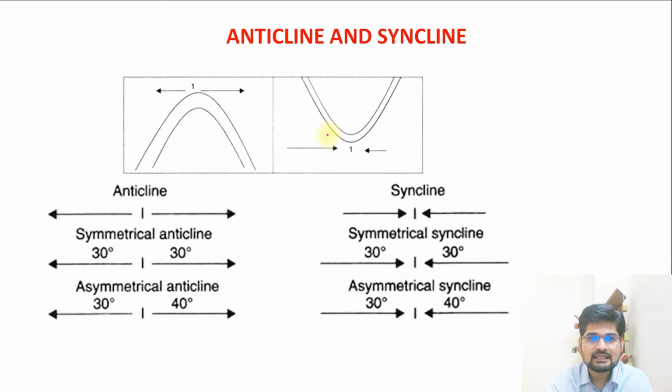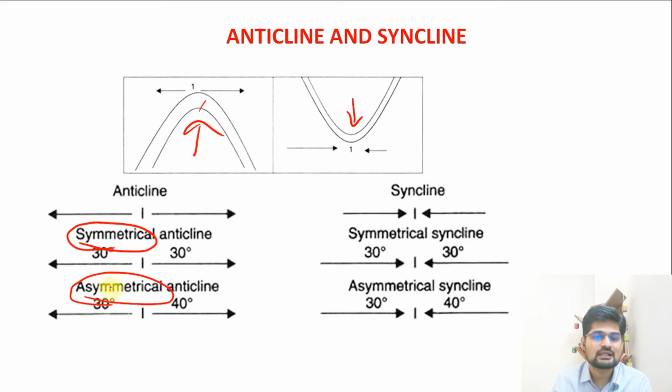Then what we have is the anticline and syncline. This we already learned, that this is anticline, and this is syncline. It can be of symmetrical nature as well, right, and asymmetrical nature as well. Symmetry is basically on the basis of this angle. So this particular angle is symmetrical or asymmetrical.